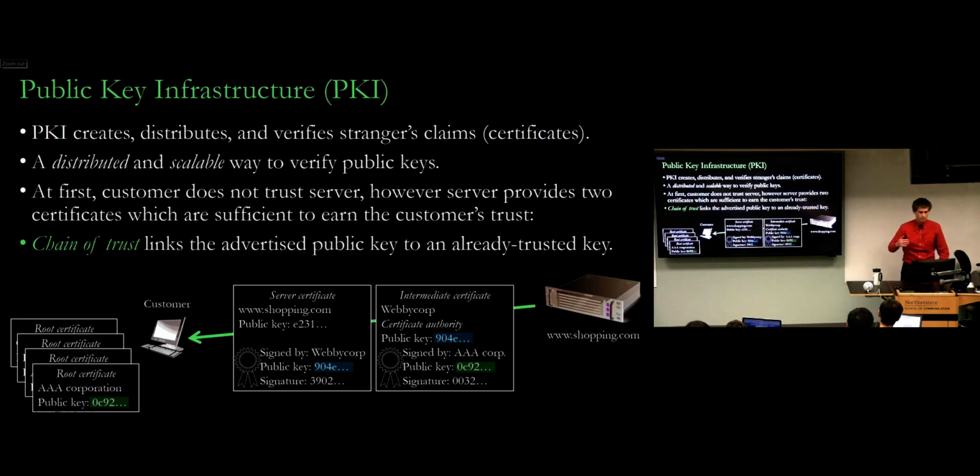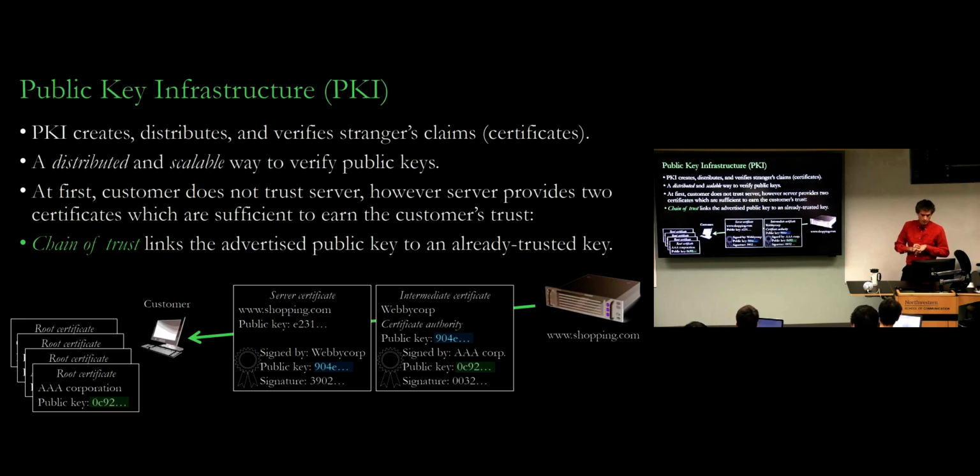Okay, so to explain that more clearly, the public key infrastructure is the system that handles all this chain of trust, to create, distribute, and verify strangers' claims. And the particular claims we're most interested in are the public keys that are associated with different websites or other host names or services that we might want to connect to securely. So this is a distributed and scalable way to verify public keys that simply requires the participants to have some set of root certificates installed ahead of time that they trust, and then based on those root certificates, they start to trust other servers on the internet.